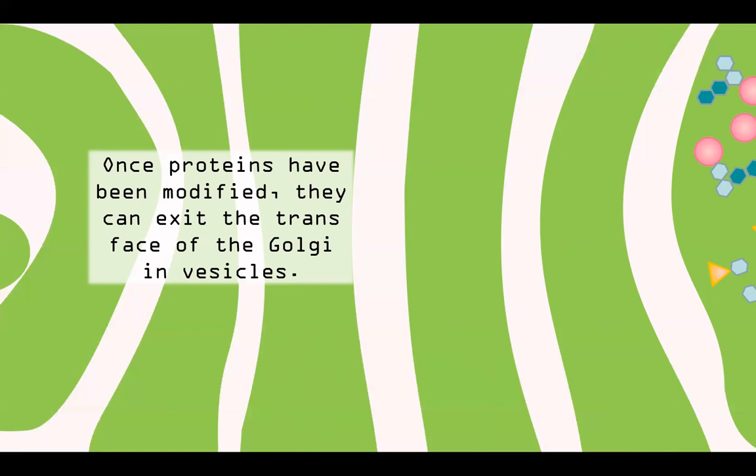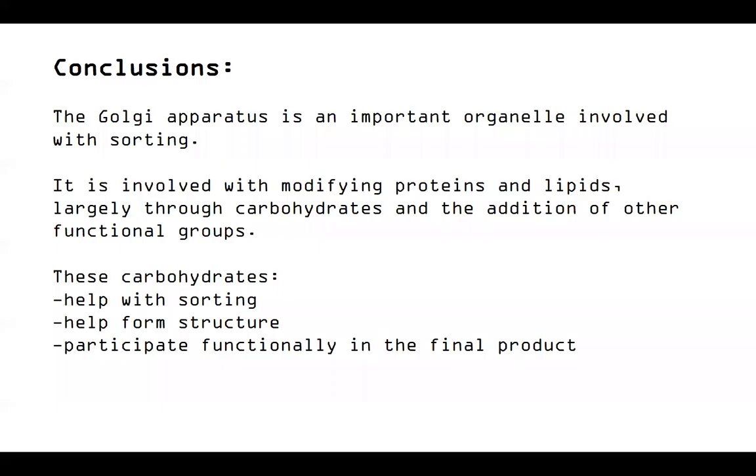Okay, so those carbohydrates that we've added, in some cases, can help us sort the protein. So it's kind of like adding an address onto the proteins, just as you would for the post office. We have not seen how that takes place just yet, but in subsequent videos, we will get some examples.